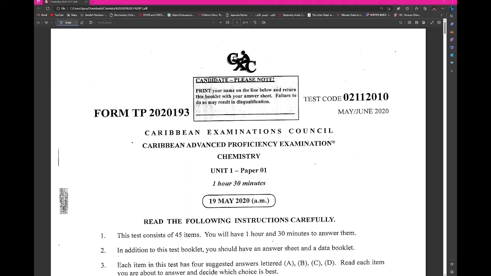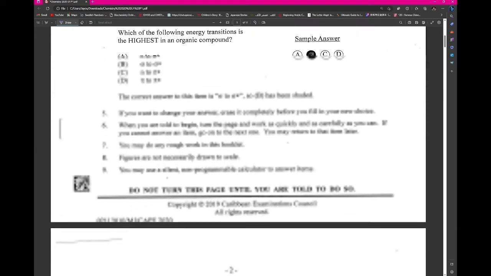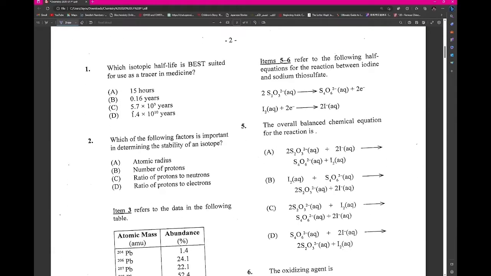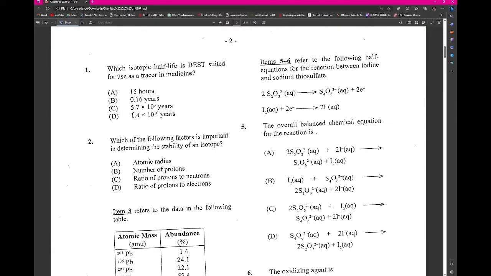Here we're looking at the 2020 Chemistry 1, Paper 1. Let's just have a quick review. Which isotopic half-life is best suited for use as a tracer in medicine? This would be something around 15 hours. We want the tracer to last for a good while, but we don't want it to last too long within the body, that it may or may not cause different types of medical complications.